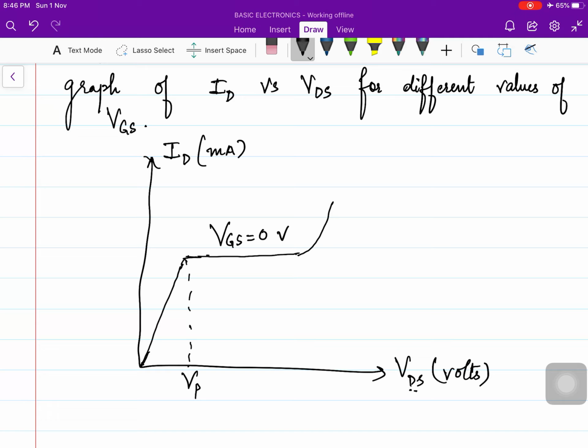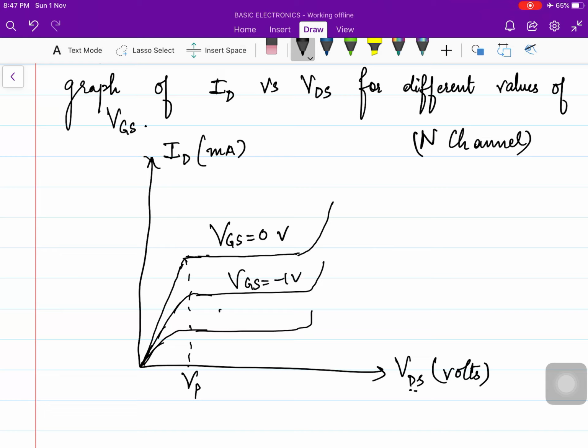Now the shape of the graph will be the same, but we will see how it will drift for different values of VGS. VGS cannot be positive for n-channel JFET. We are learning it for n-channel JFET. So it can be only negative, and as we make VGS more and more negative, current decreases because the channel space decreases as the width of the depletion layer increases. Similarly, it will go on like this.